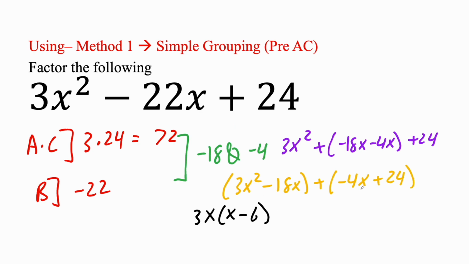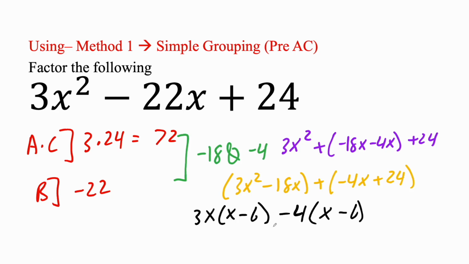Now I'm going to do these two pieces. So this is a 4 and this is a 24. So I know I can take out a 4. And actually, I'm going to take out a negative 4, and I'll show you why. So I'm taking out a negative 4. Negative 4 times something is negative 4x. That's going to be x. Negative 4 times something is going to give us positive 24. That's going to be negative 6.